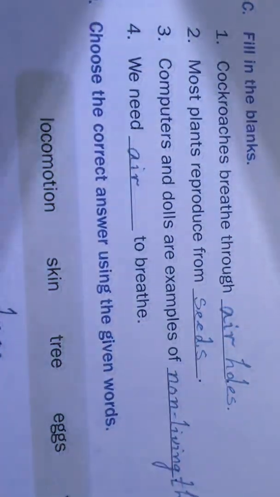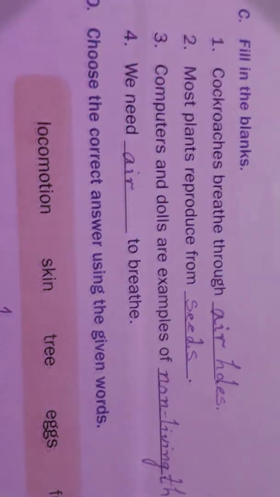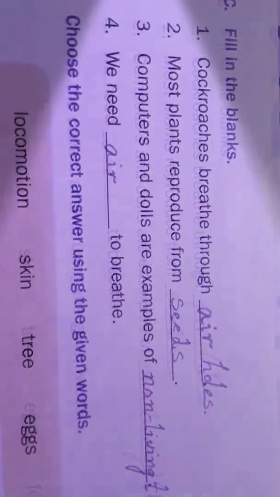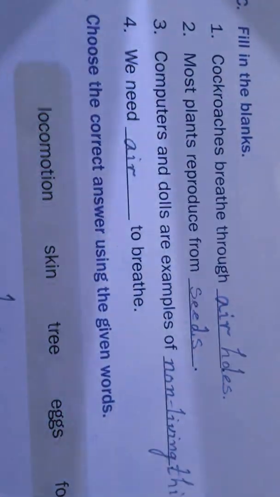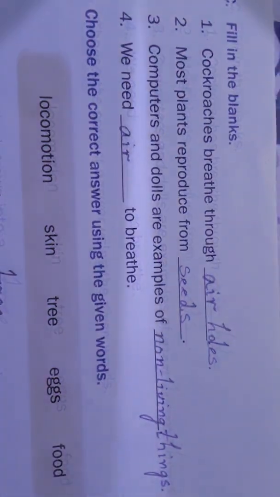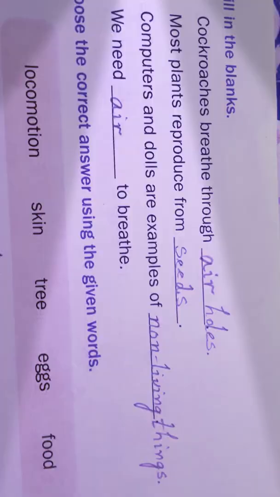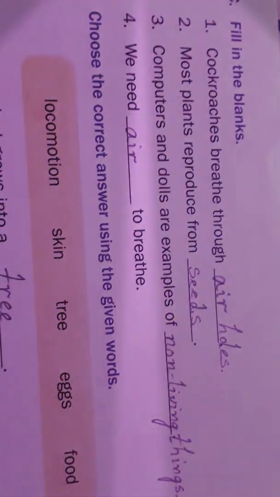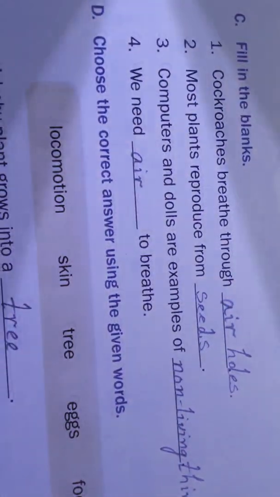Next, coming to the fill in the blanks. Cockroaches breathe through air holes. What is the spelling of air holes? A-I-R H-O-L-E-S, air holes. These are called spiracles. And coming to the second one, most plants reproduce from their, yes, seeds. What is the spelling of seeds? S-E-E-D-S, seeds. And third one, computers and dolls are examples of non-living things. And fourth one, we need dash to breathe: air. What is the spelling of air? A-I-R, air.